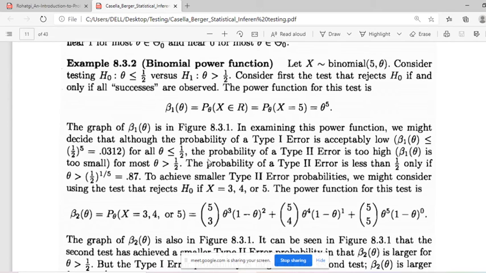Okay. Now we consider another situation. In this situation we were considering only the rejection region with x equal to 5. Now we move to another rejection region. The condition is we reject the null hypothesis H naught if x equal to 3 or 4 or 5.